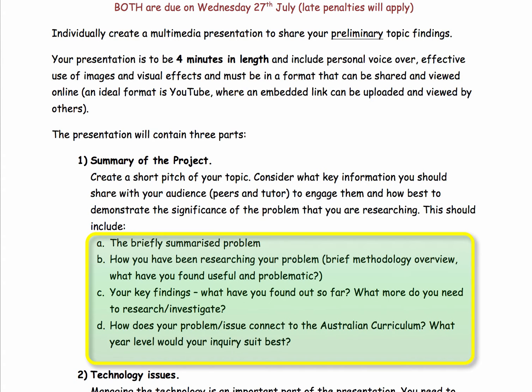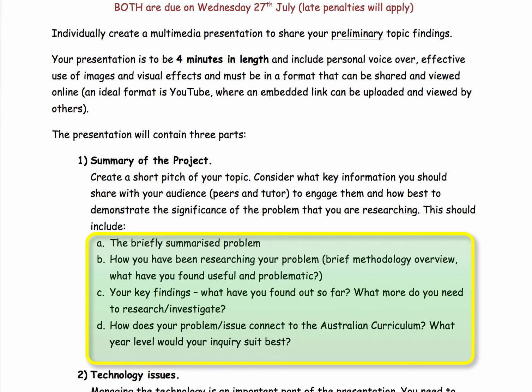Thirdly, we're going to be looking for your key findings. And by this we mean, what have you found out so far? You're not at the end of your investigation, but by the time you've submitted this, you'll have found out something. And that's what we'd like to learn about. And also we'd like to hear your thoughts on what more you need to do to research or investigate. So in other words, what have you done so far and what can you see ahead of yourself?